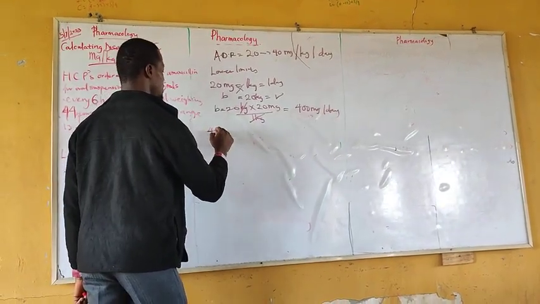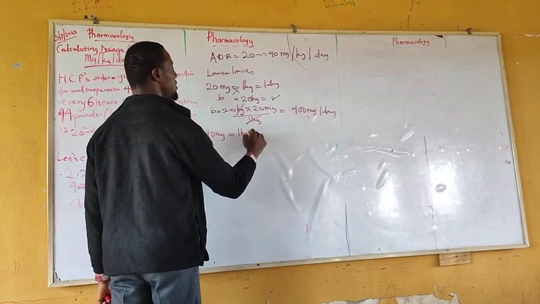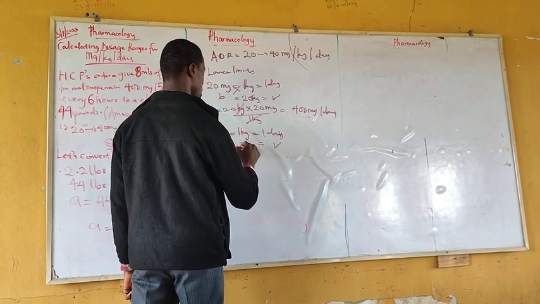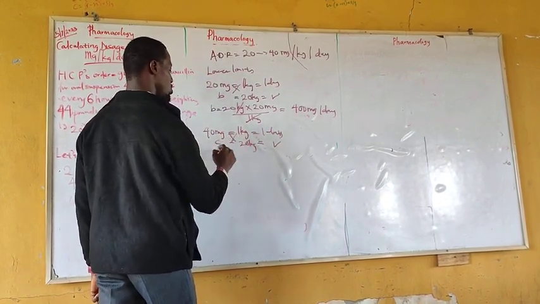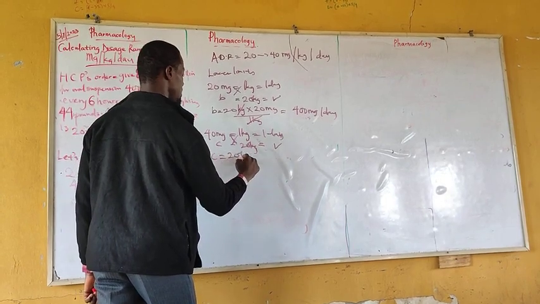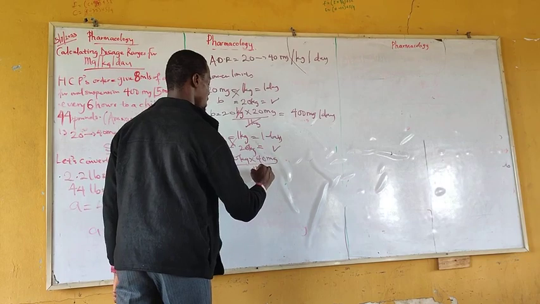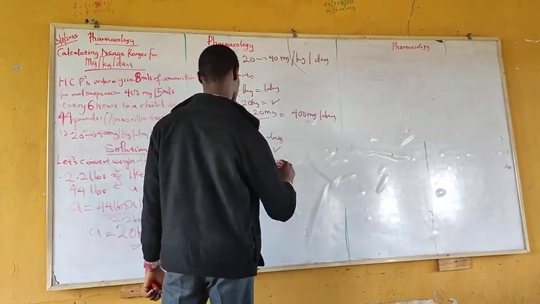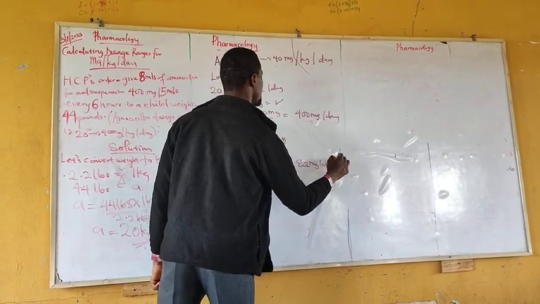For the 40 milligram equals to what? 1 kg per day. The same thing here. 20 kg here. We have C here. We cross multiply. Our C will be 20 kg times 40 milligram over 1 kg. kg cancels kg. We have 800 milligram per day.